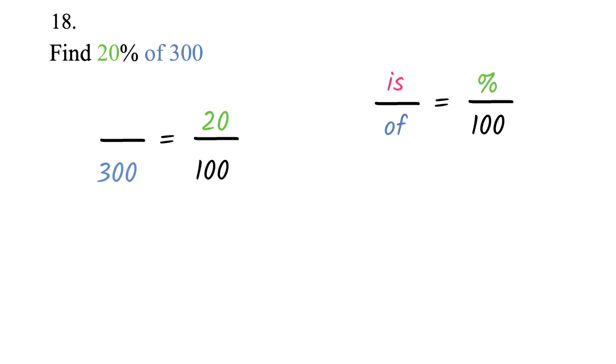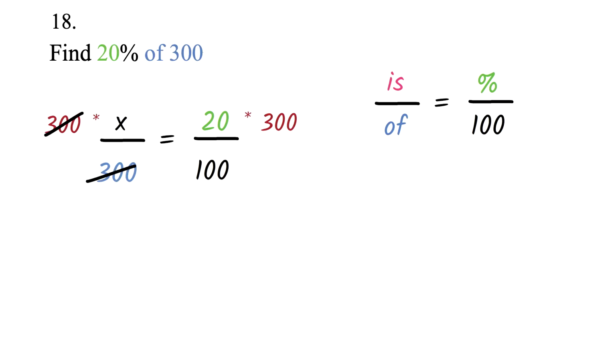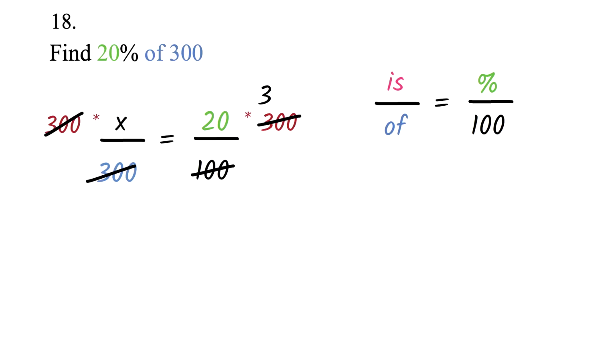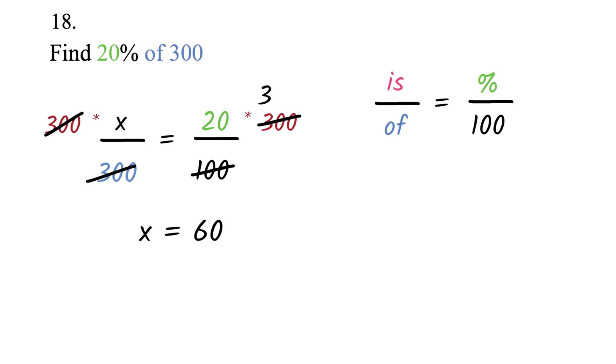Now we have our is value left, so we can represent it by x and solve for x. This is a one-step equation. Since the 300 is dividing, we will perform the opposite operation on both sides of the equation. We will multiply both sides by 300. The 300 will cancel out. We simplify this part. 300 divided by 100 is 3. We have 20 times 3, which is 60. Therefore, x equals 60. So 60 is 20% of 300.